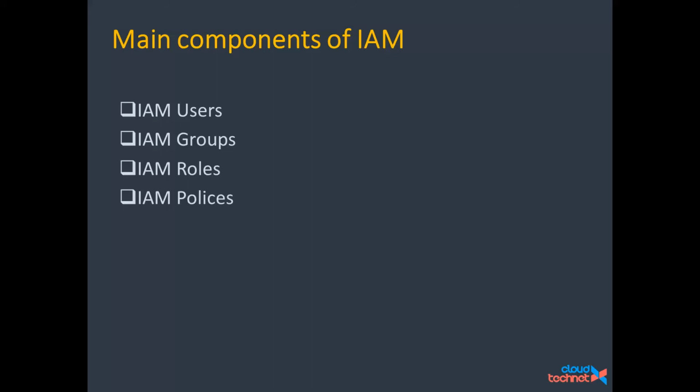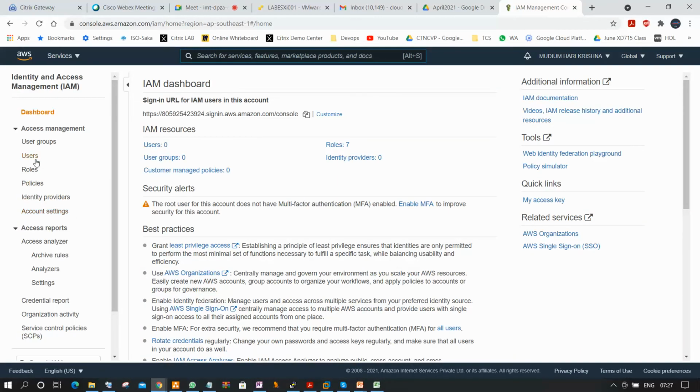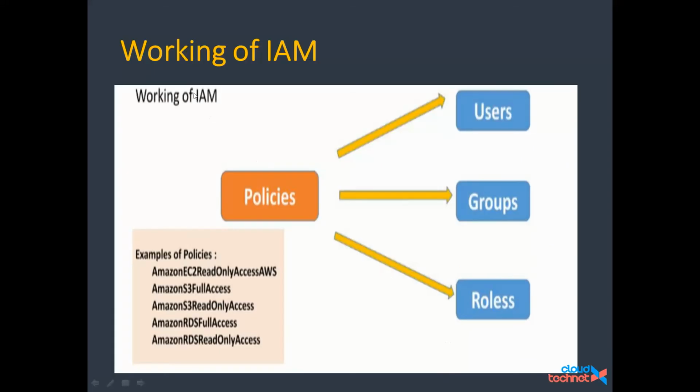Now, what are the main components in IAM? We have users, groups, roles, and policies. Come back here: users, groups, roles, and policies. These are the four items that will be available.